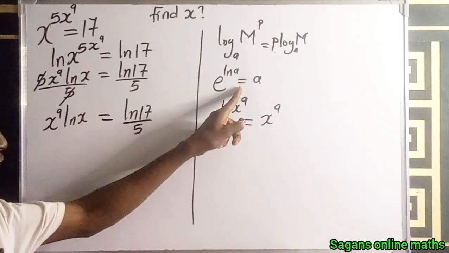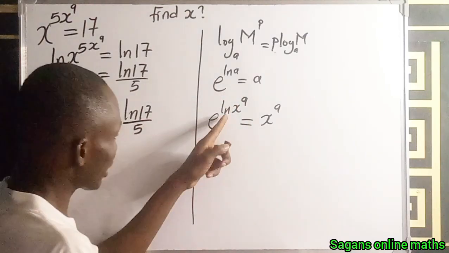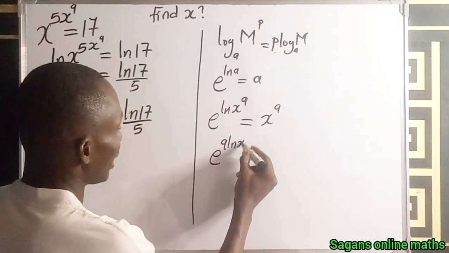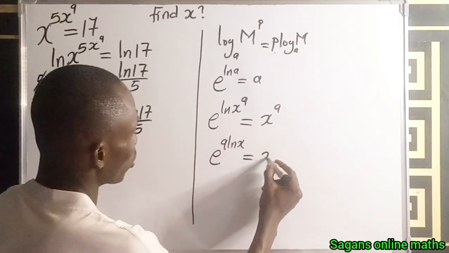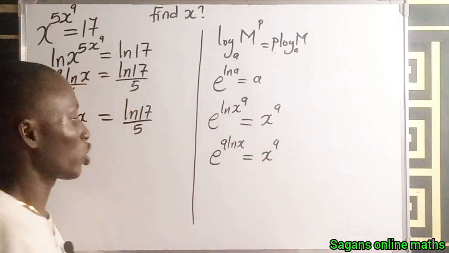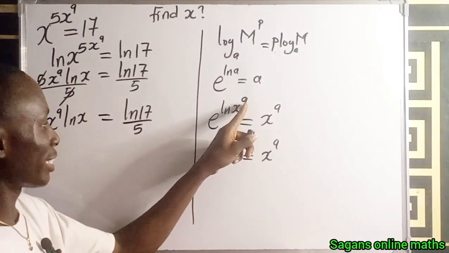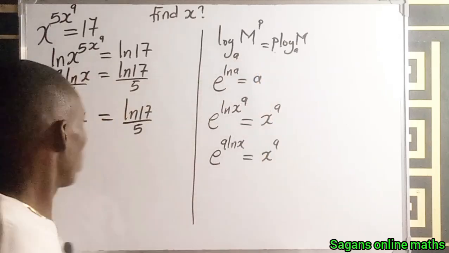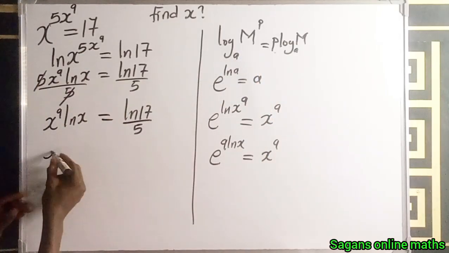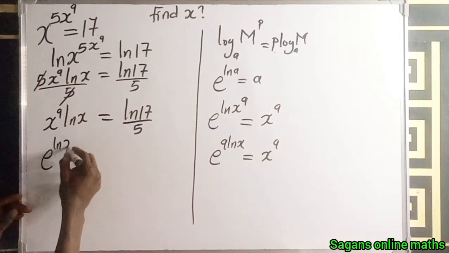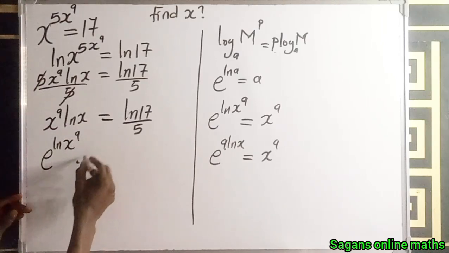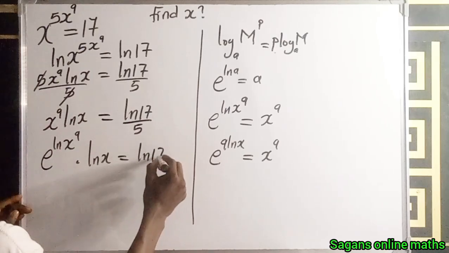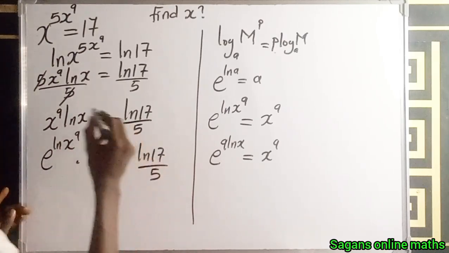By obeying these properties, this can also be seen as e to the power of 9 multiplied by ln x is equal to x to the power of 9. It's the same thing, nothing changed, because here we can also bring this 9 to multiply the ln, since we are obeying these properties of logarithm. So we are not wrong if we decide to write this as e to the power of ln x to the power of 9 multiplied by ln x equals ln 17 divided by 5.